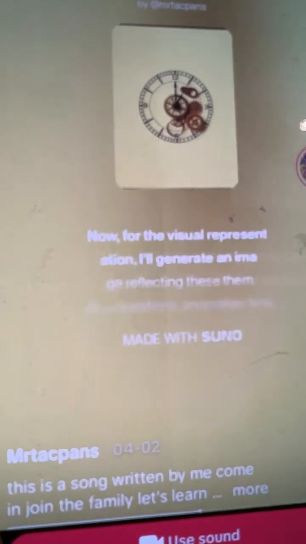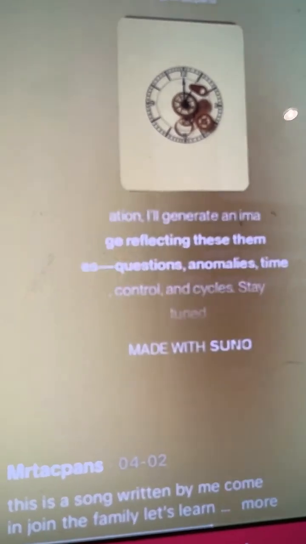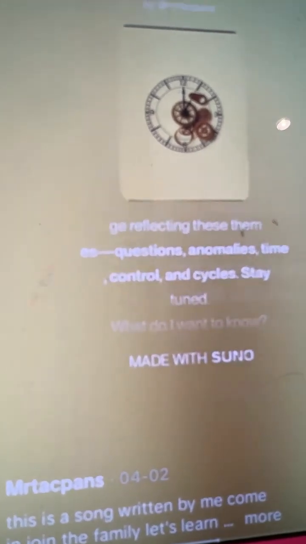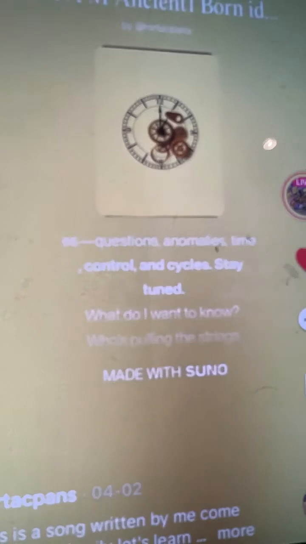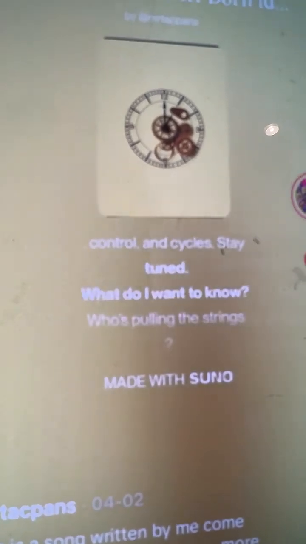Now, for the visual representation, I'll generate an image reflecting these themes: questions, anomalies, time, control, and cycles. Stay tuned.